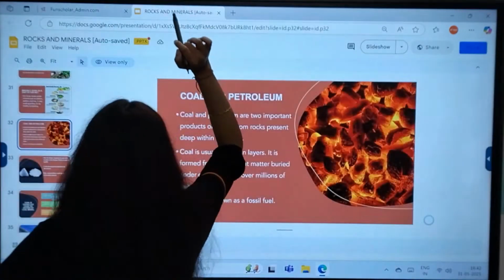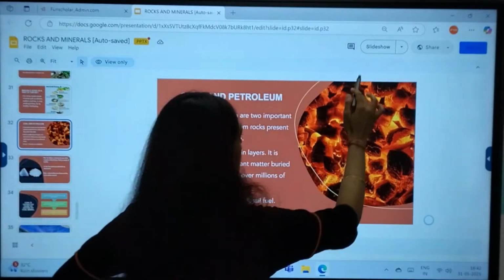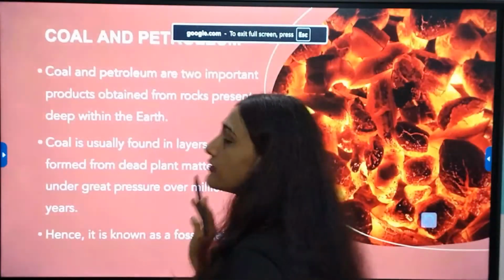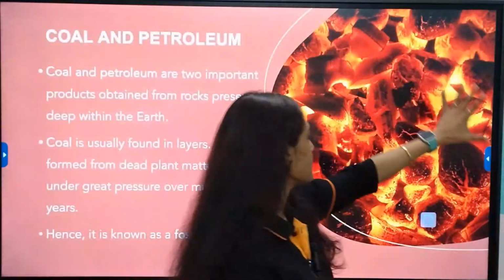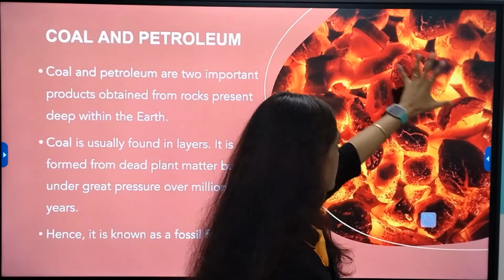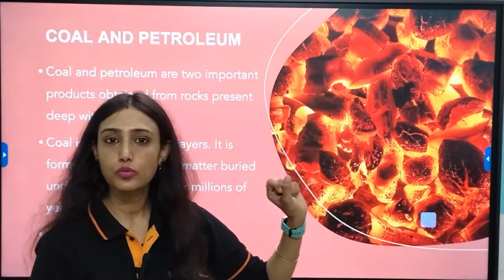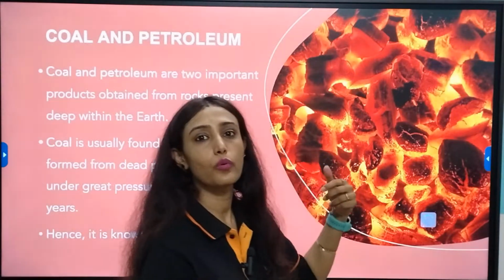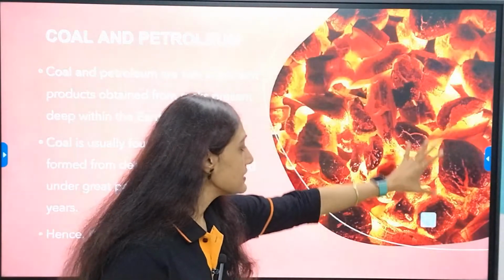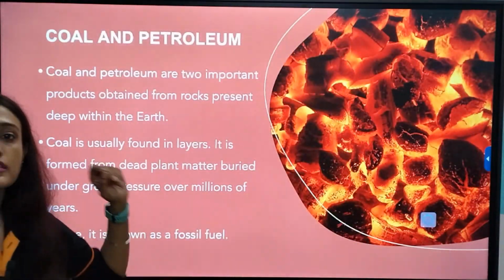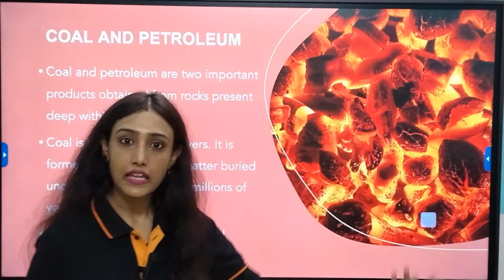Let me go back to the slide. So you have just seen the video of coal and petroleum. Okay, what is this? See, this is burning coal. So what are coal and petroleum mainly used for? How do you come to know about coal and petroleum? You often know that it is used as fuel. What is fuel? Something that is burned to give energy.